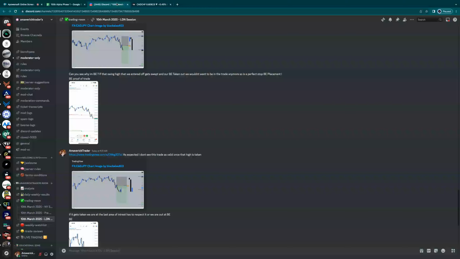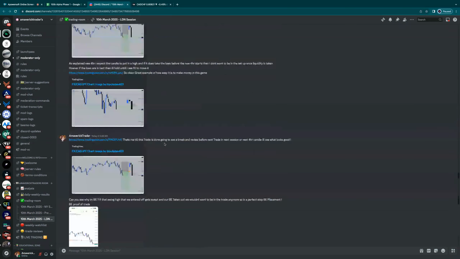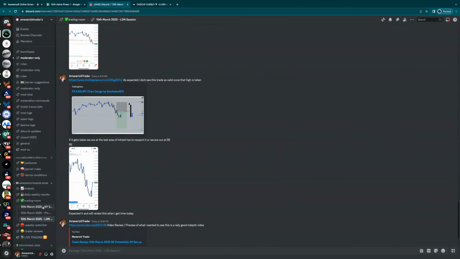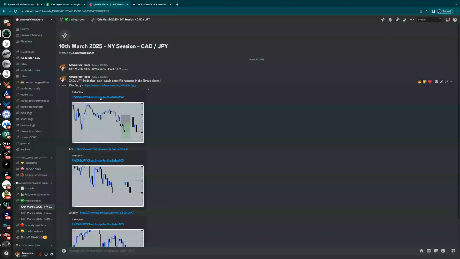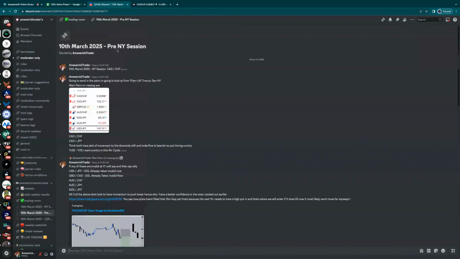And yeah, like I said, it's very easy. Everything's explained in the Discord here, as you can see. This was the CAD JPY trade, and then you can see here my CAD Chef. Sorry, this is the CAD JPY trade, and this is my CAD Chef trade pre-New York session.